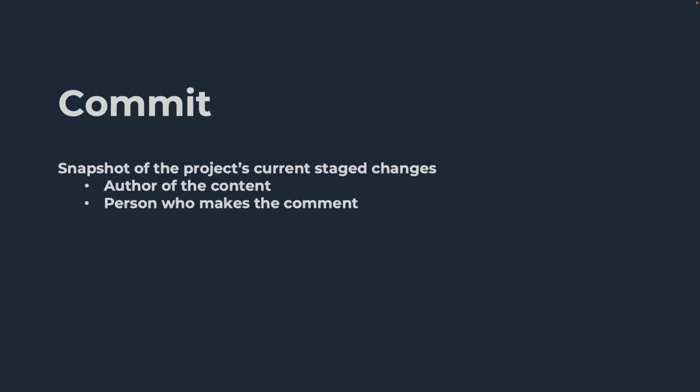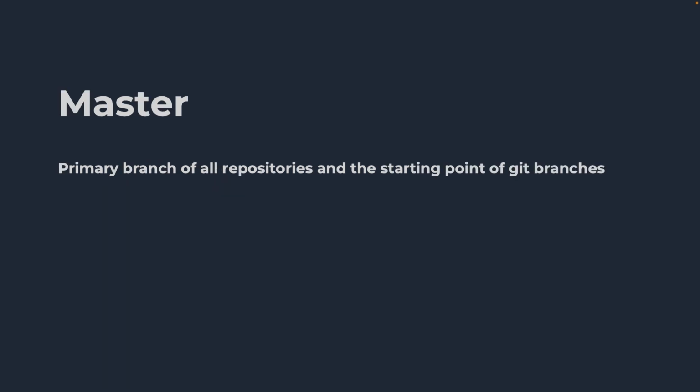Then we have commits, and a commit is a snapshot of the project's current staged changes. Once a snapshot has been made, information about the author of the content and the person who makes the commit will be saved into the repository. Then we have the term master, which is the primary branch of all repositories. All commits and accepted changes should be in the master branch. You should also create new branches from the master branch.